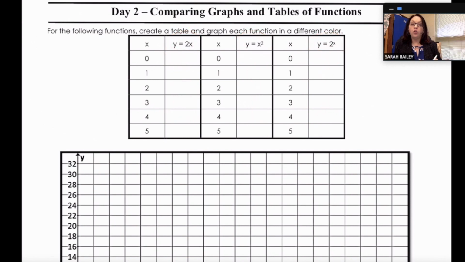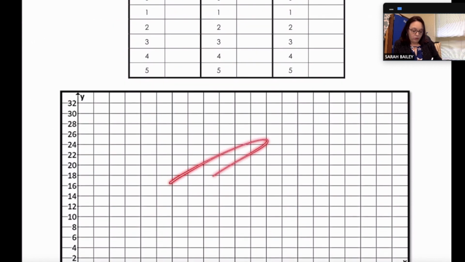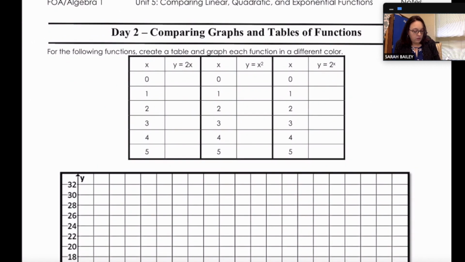Okay, and then you'll have an ordered pair. Use each ordered pair to plot points over here on the graph. Okay, and it says different color. So you should have 3 different colors. So pause the video and do that part right now.